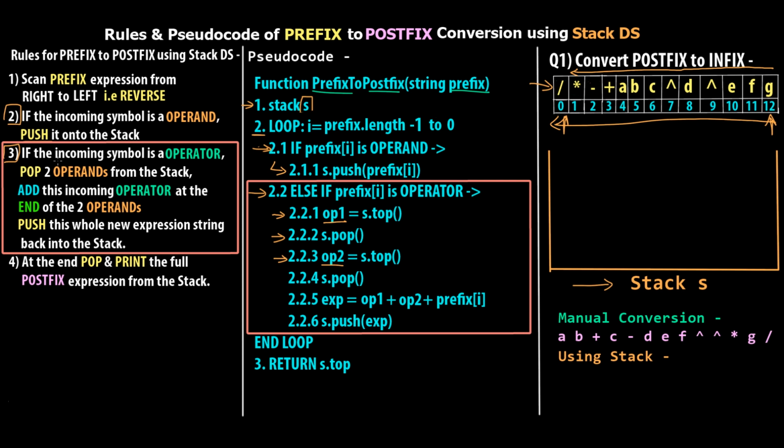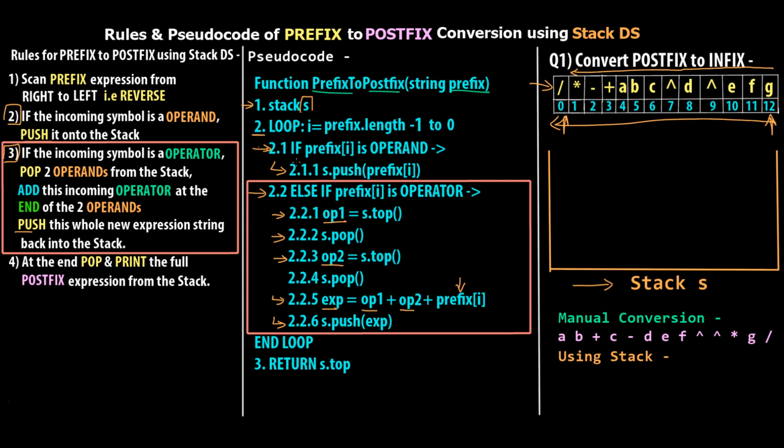So that is what this line is saying. If the incoming symbol is an operator, pop 2 operands from the stack. Then we add the incoming operator at the end of the 2 operands. So at 2.2.5 we create an expression: operand 1, operand 2 and then the operator at the end. This is basically a sub postfix expression that we are creating. And lastly we push this whole new expression string back onto the stack. So at 2.2.6 we say s.push.